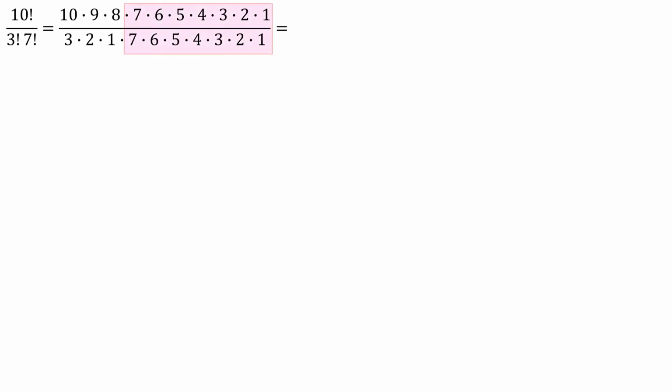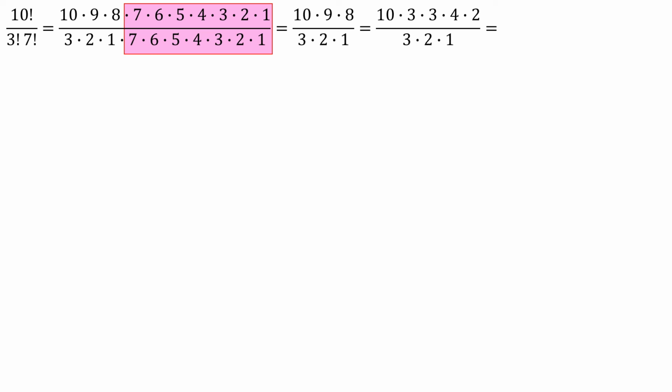Now, a lot cancels out, right? That 7, 6, 5, 4, 3, 2, 1 from the numerator and denominator cancels out. So now I just have 10 times 9 times 8 over 3 times 2 times 1. And I could just try to multiply it out and then reduce. I like to cancel, though. I like to say, hey, you know what?